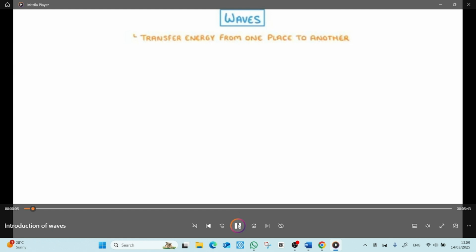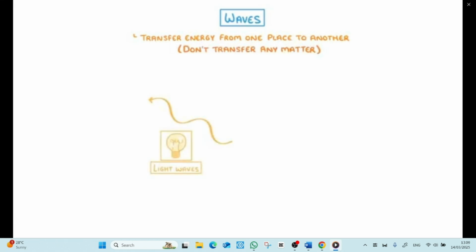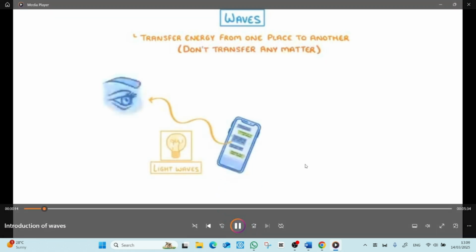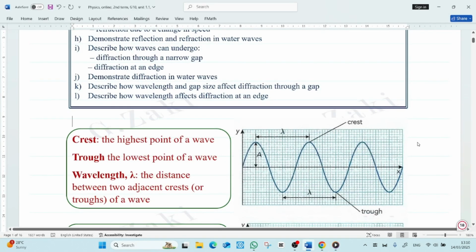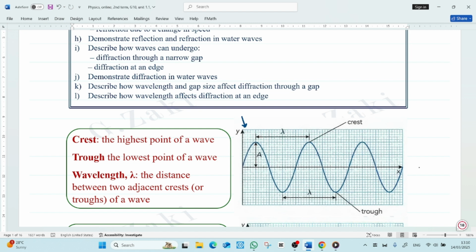Waves transfer energy from one place to another without transferring any matter. For example, a light wave can come from your mobile to your eye without transferring any matter. Also the sound wave. Here, this is a displacement-distance graph. The y-axis represents displacement and the x-axis represents distance.